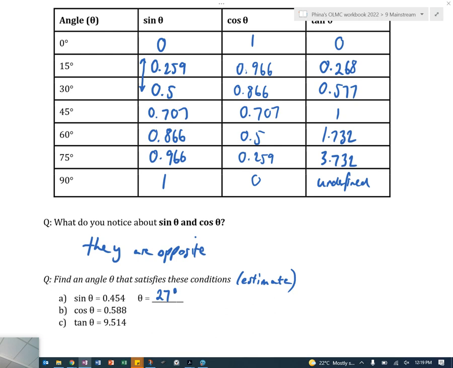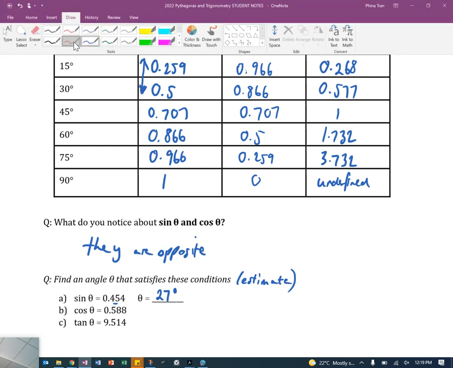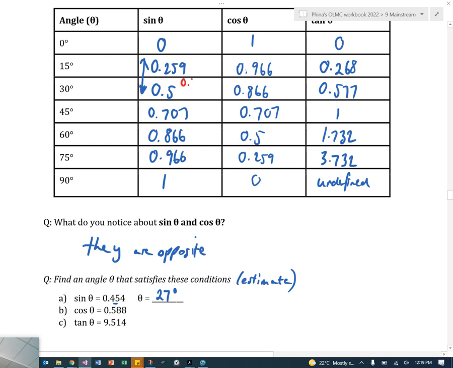See how it says 0.454? So 0.454 lies between sine 15 degrees and sine 30 degrees. So it's an estimate. We're just estimating, right? 0.454 is somewhere here.